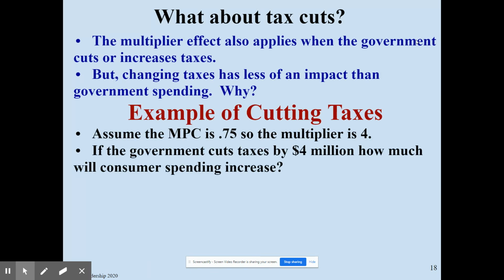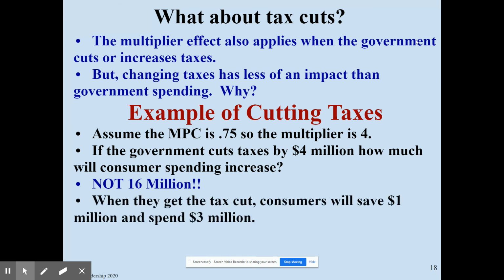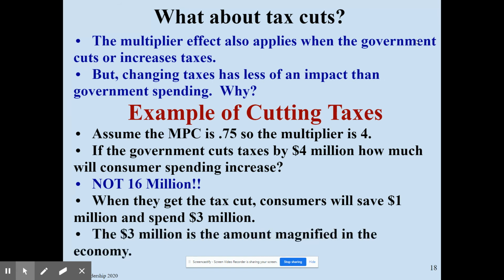And what about tax cuts? The multiplier effect also applies when the government cuts or increases taxes. Changing taxes has less of an impact than government spending. Why? Well, if you assume that the MPC is 0.75 and the multiplier is 4, if the government cuts taxes by 4 million, how much will consumer spending increase? It's not 16 million. Why? Well, when they get the tax cut, consumers will save $1 million and spend 3 million. That 3 million is then magnified in the economy. So 3 times 4 is a 12 million increase in total spending.